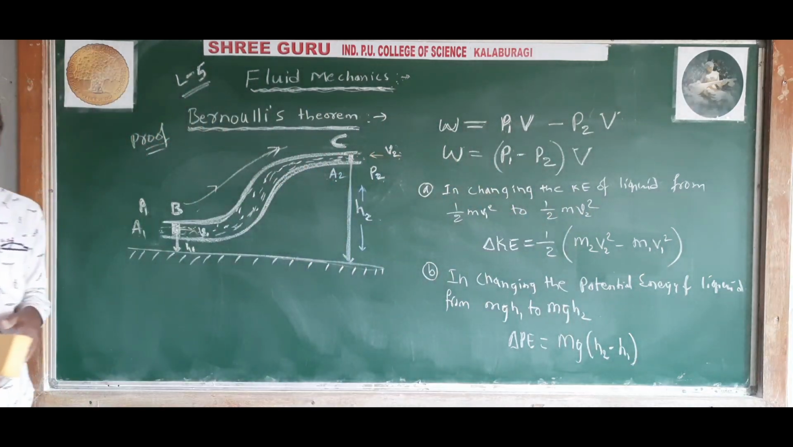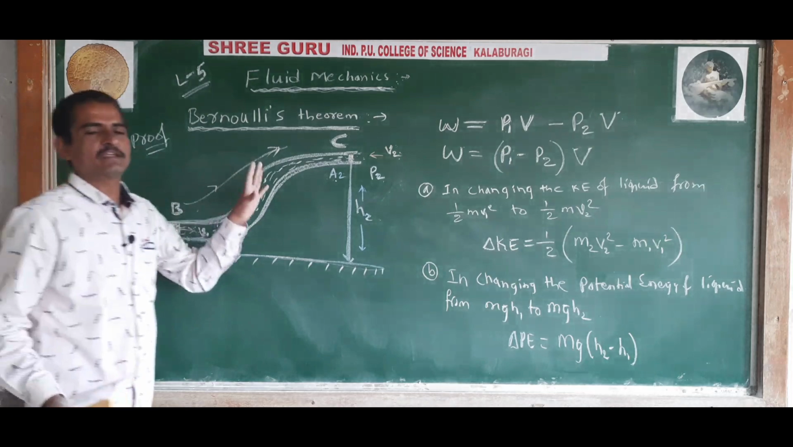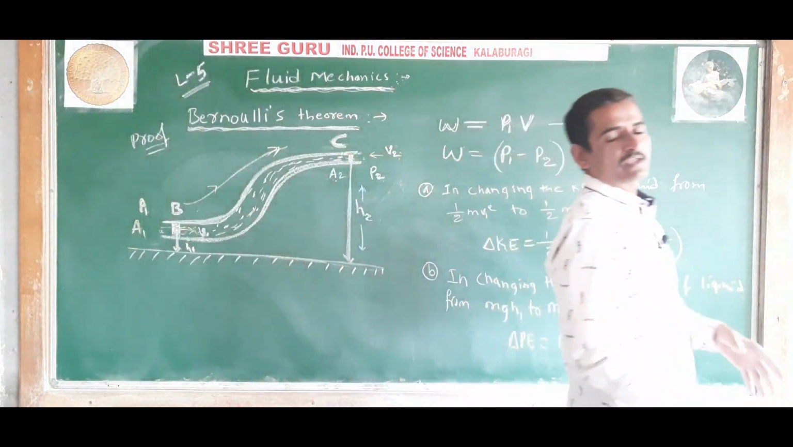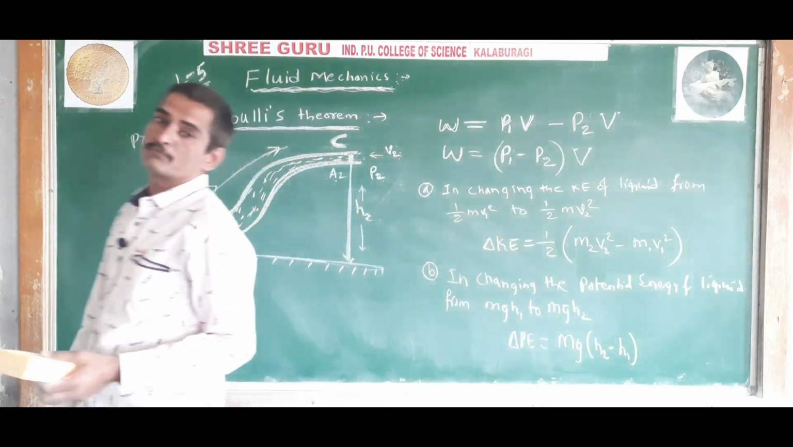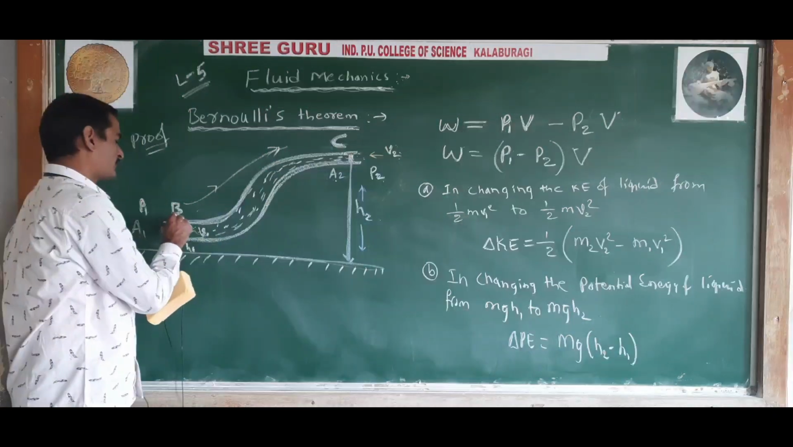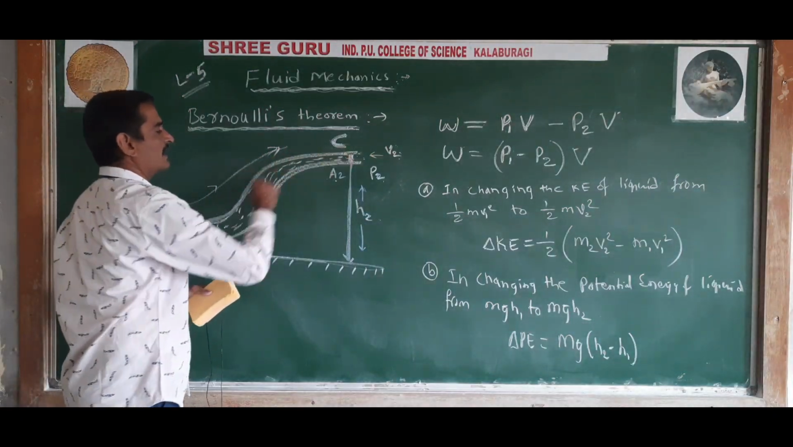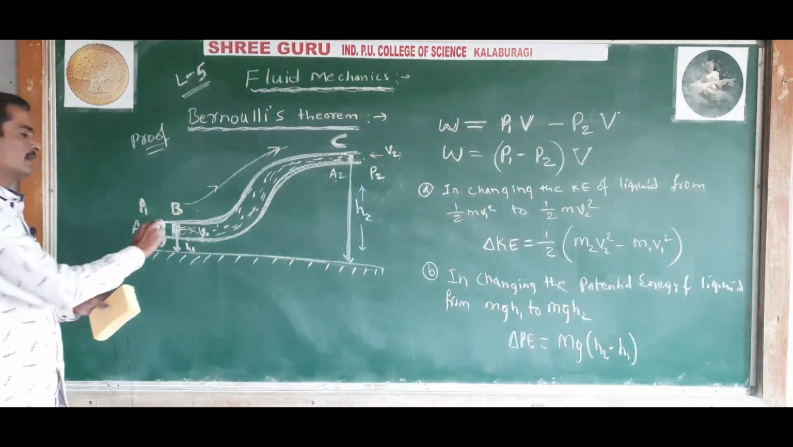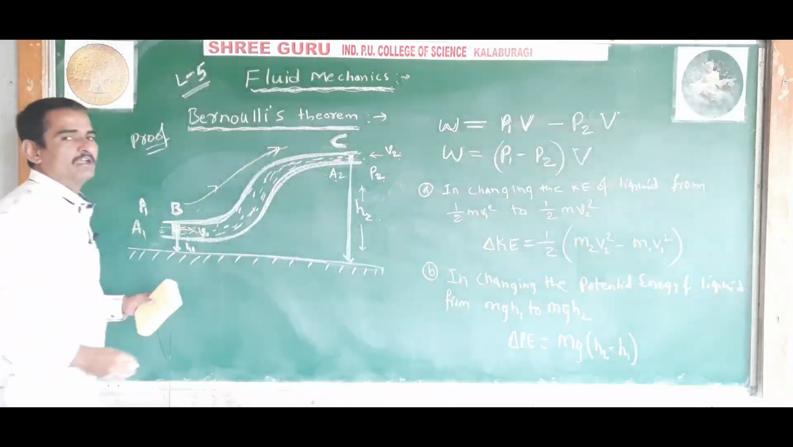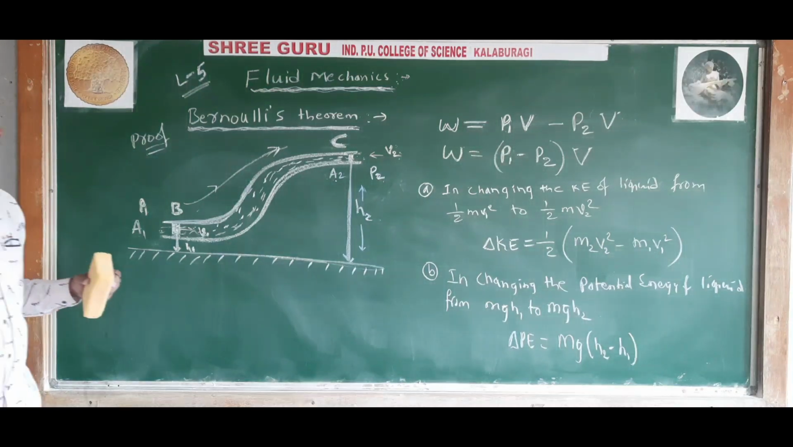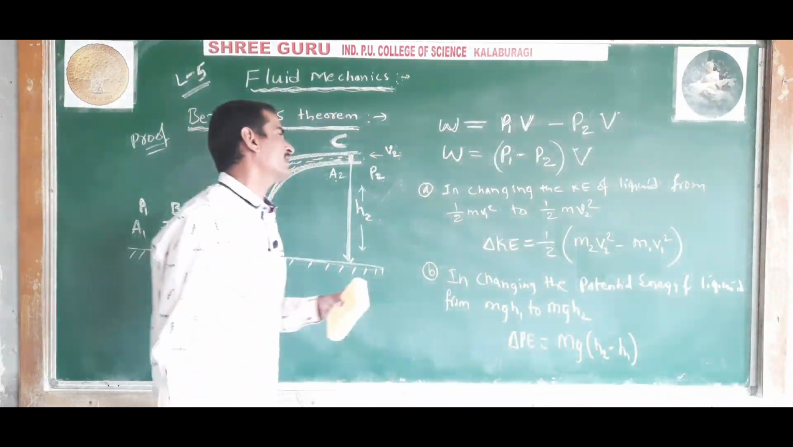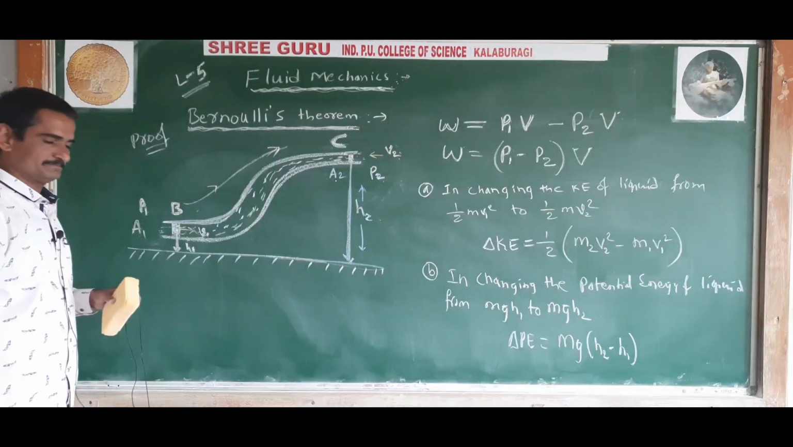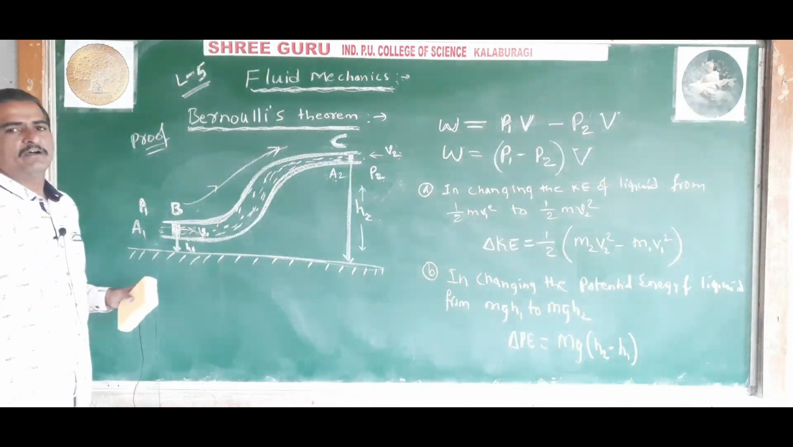See here, once again I will tell from the beginning. We are talking about Bernoulli's theorem, and I am giving the proof of Bernoulli's theorem. So for that, consider an ideal fluid flowing through a tube of non-uniform cross-sectional area. Understood? As shown in the figure.